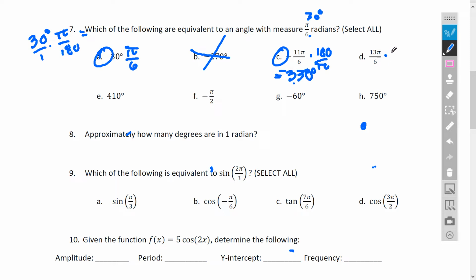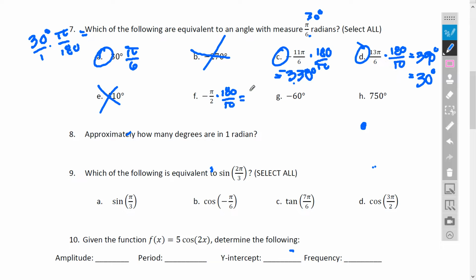13 pi over 6, okay? So 180 over pi, 13 times 180 divided by 6. This is 390 degrees. A 390 degree angle, which if we subtract 360 from that, because it's one full rotation, this is also a 30 degree angle. So both C and D. Go to E. 410, so that's greater than 360. Let's subtract 360. That's a 50 degree angle. That is not correct.